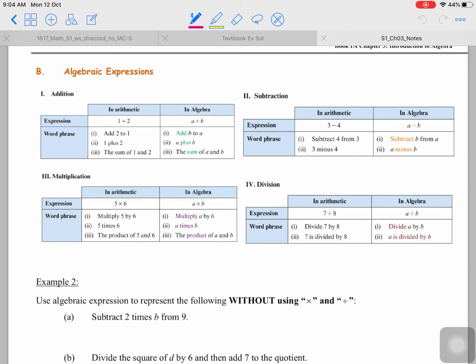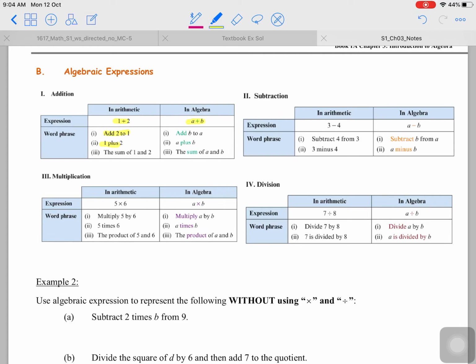Okay, let's turn to page 2. We're trying to have the revision on the English wording on how to say the addition, subtraction, multiplication, and division. So here we've got the 4 tables. For example, we can say 1 plus 2, or add 2 to 1. If you want to use the word add, you should add the back one to the front one. Okay, add 2 to 1.